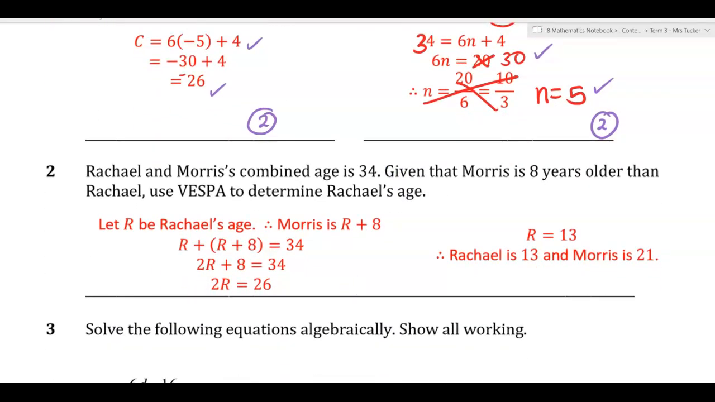All right, number 2. You should have used VESPA. You get 1 point for saying let R or X or something be Rachel's age. 1 point for defining your variable. 1 point for writing an equation. So 1 point for V, 1 point for E, 1 point for S when we solve, and 1 point for A, answering the question. 4 points. They should have written an answer.